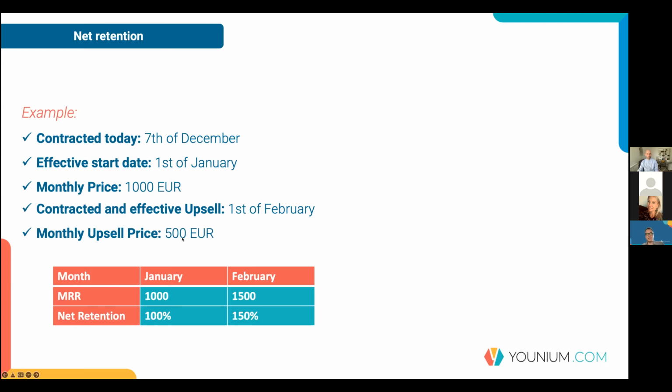They're saying, oh, we want to use it more. So then you see here that in February, we will have our MRR at 1,500. And 1,500 is 150% of 1,000, right? So we've retained 150% of this subscription, right? And that's great. We retained more than the initial value.